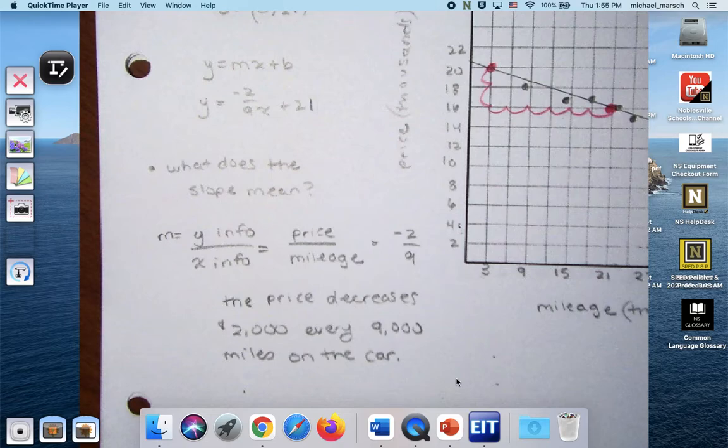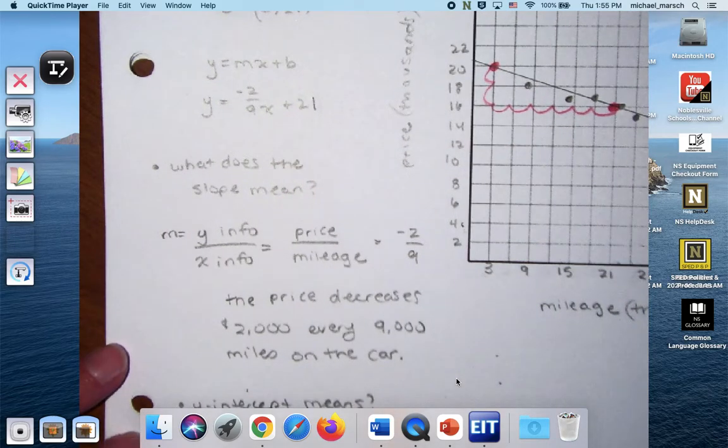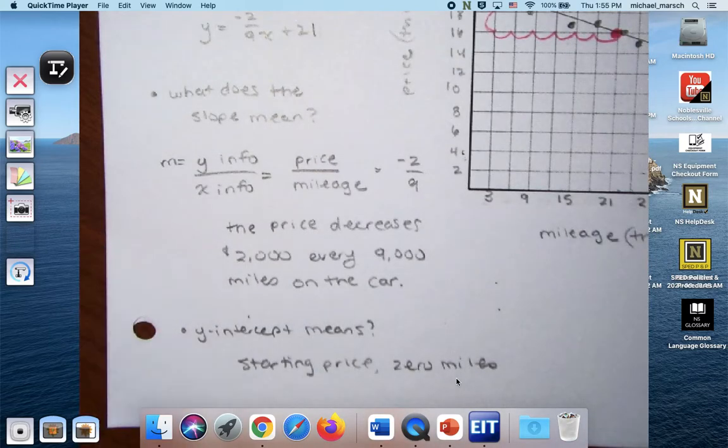Okay. What does the y-intercept mean? Yeah. Starting price, 0 miles. Right? That's what that means. Starting price, 0 miles. Right?